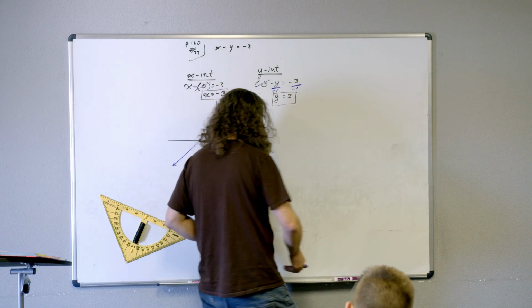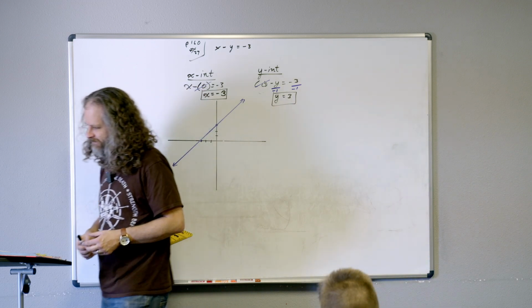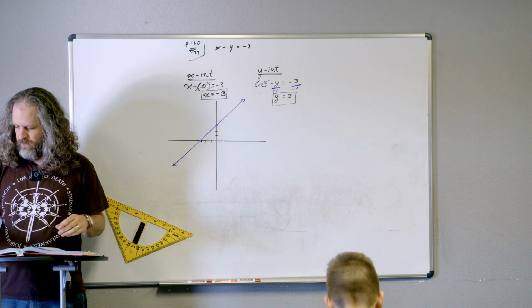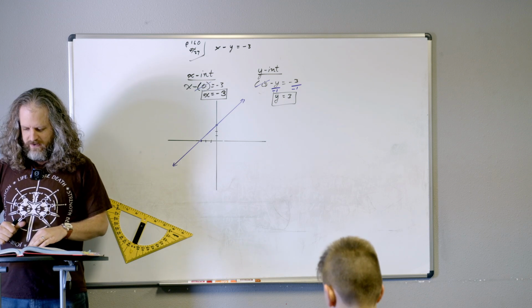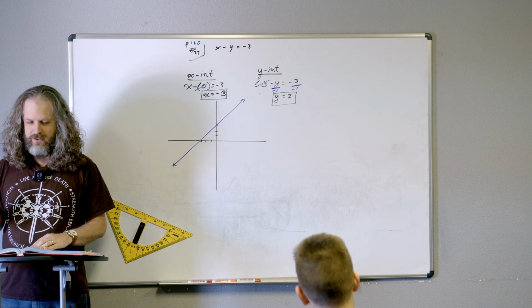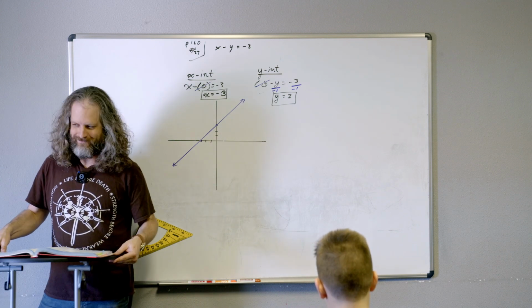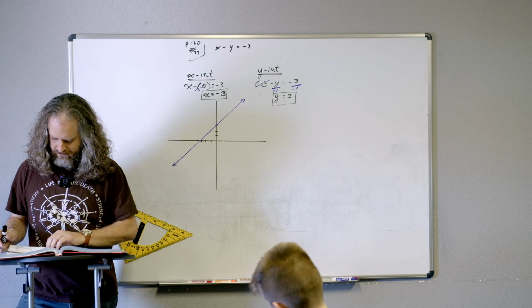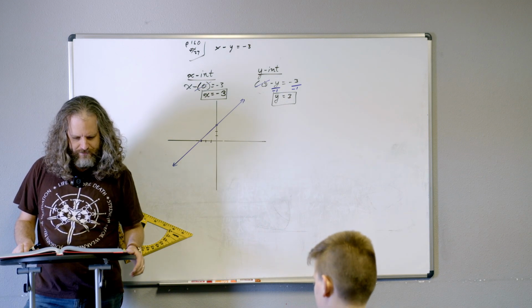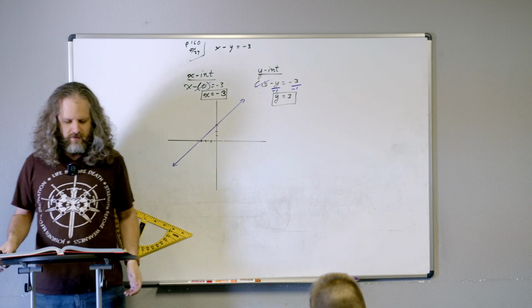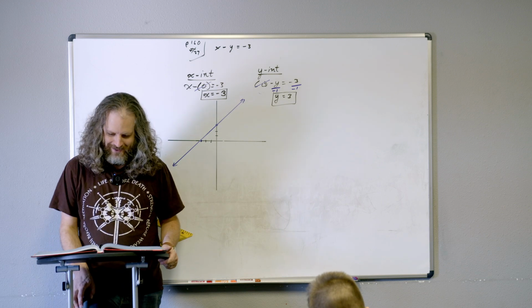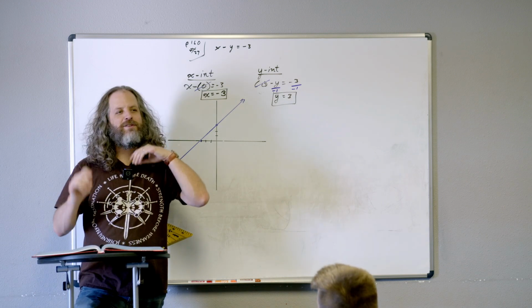Good. All right. What was today's lesson? Three, four, right? Direct variation. All right, what numbers did we do? 24 through 32.